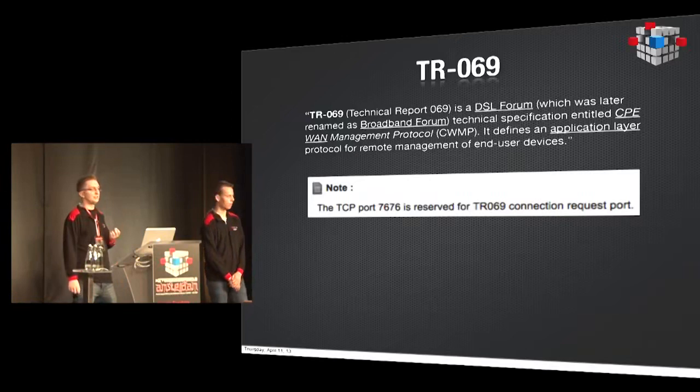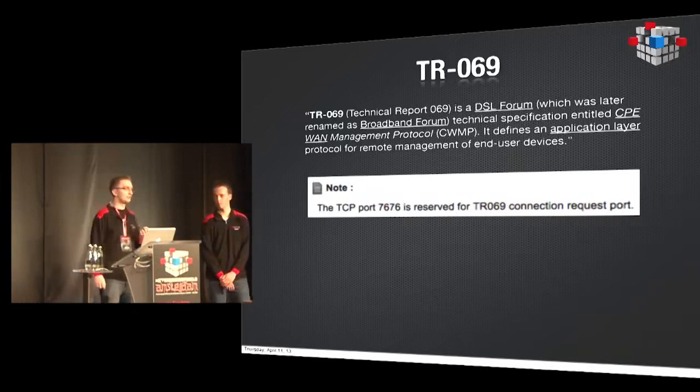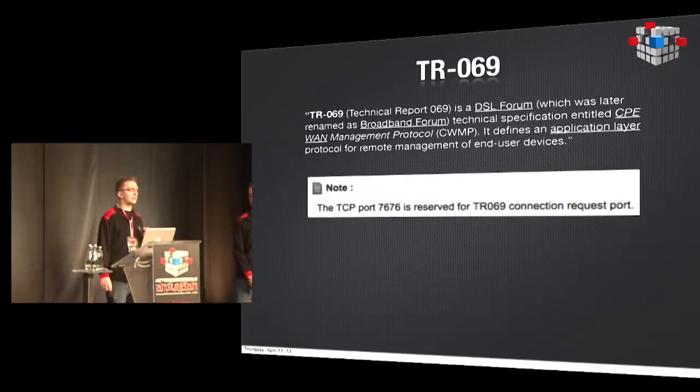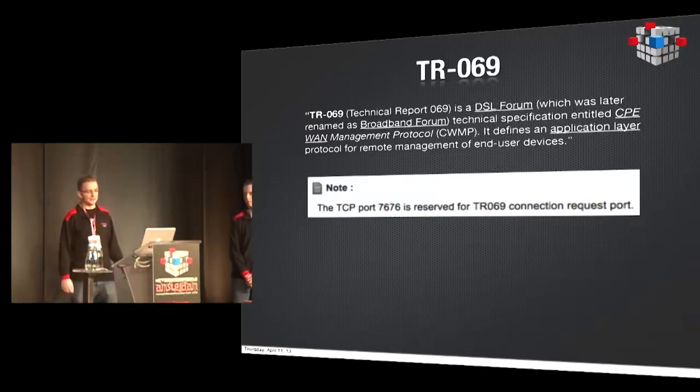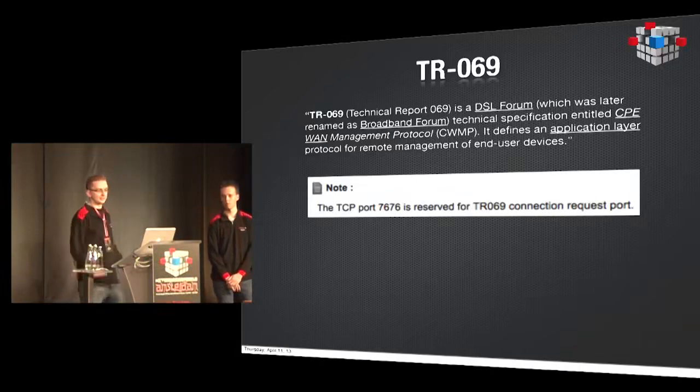So one thing we noticed in the HTTP management interface when we wanted to forward a new port is that it said that TCP port 7676 is reserved for the TR069 connection request port. So this is also the point where we found out that TR069 exists at all. So we had to dig a bit deeper into this. What is this?